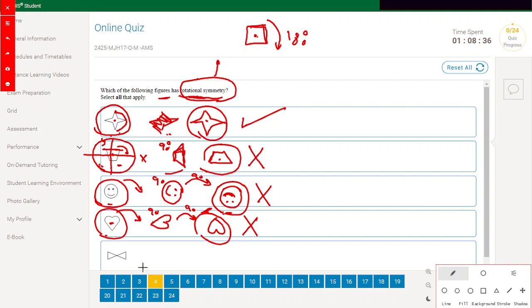Let's do this one. This is the center. Okay. Let's rotate it 180. So we'll first rotate 90 degrees, so it will be like this. This is 90. Now rotate again 90 degrees, so it will have this shape. So this shape is the same as the original, so this figure has rotational symmetry.